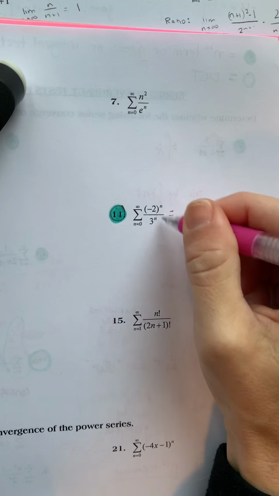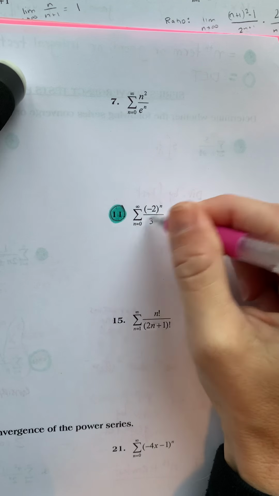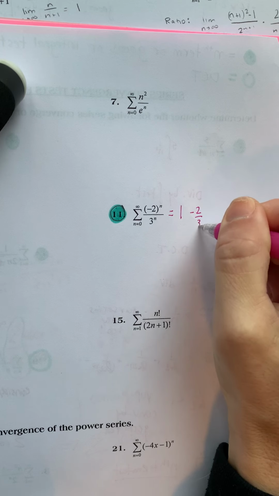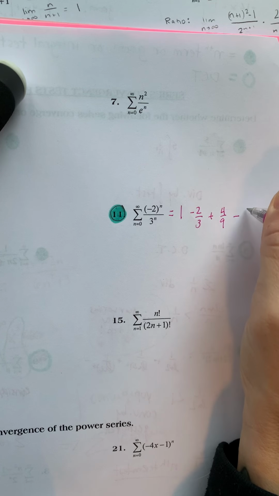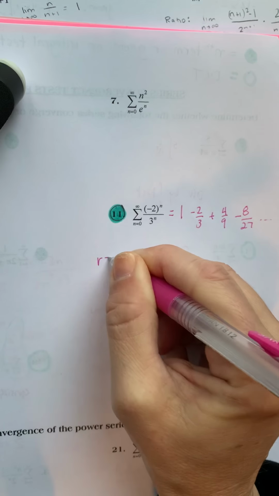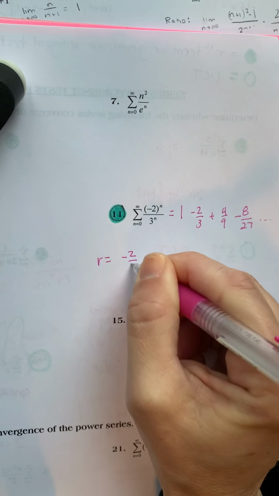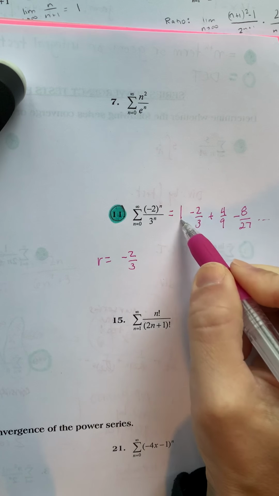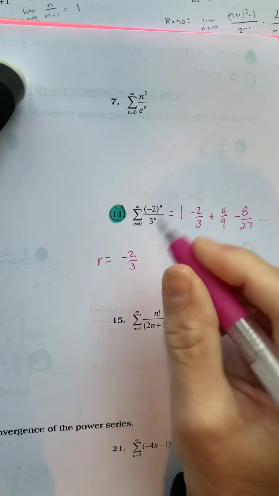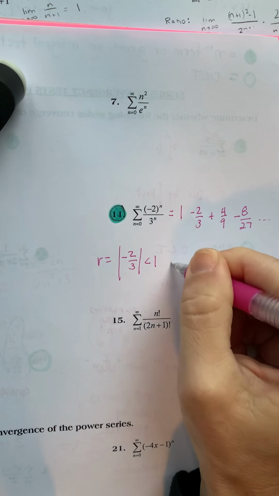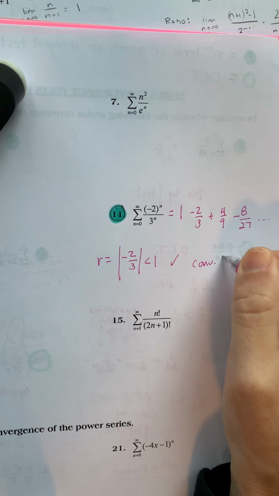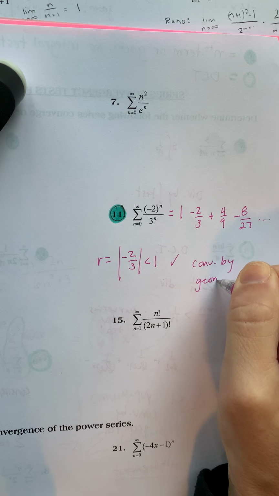Plug in 0. I have 1. Plug in 1. I have negative 2/3. Plug in 2. I have 4/9. Plug in 3. I have minus 8/27, and so on. So my multiplier here is negative 2/3. Double check from here to here, from here to here, we got it, negative 2/3. So the absolute value of this is less than 1. We are good to go. So this is going to converge by geometric test.